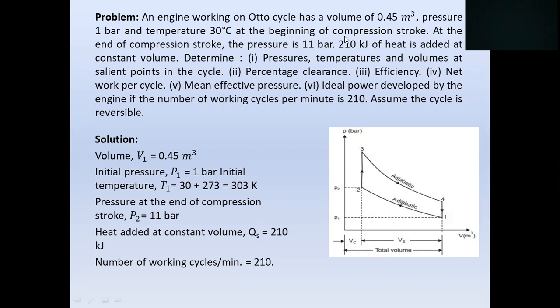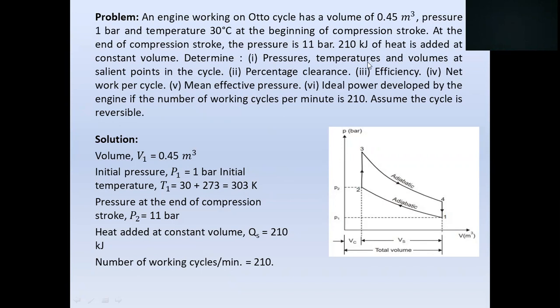So at the beginning of compression stroke, state 1, the volume V1 is equal to 0.45 meter cube. Then the pressure is 1 bar. Then temperature is 30 degree Celsius. State 2 is the end of compression stroke. Therefore, P2 is 11 bar. 210 kilojoule of heat is added at constant volume. So process 2 to 3 is constant volume heat addition. So the QS value is 210 kilojoule.